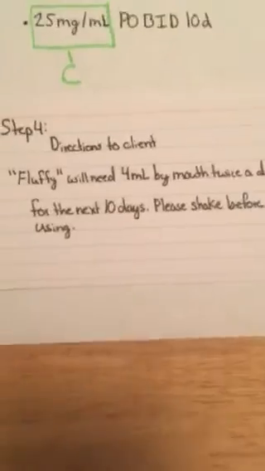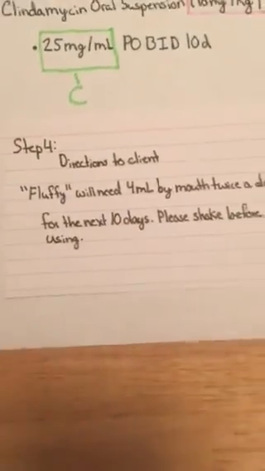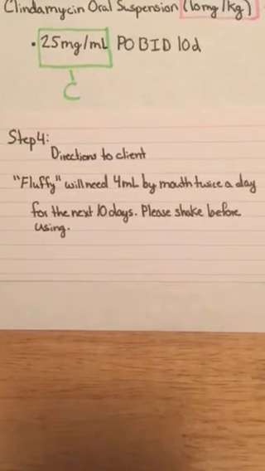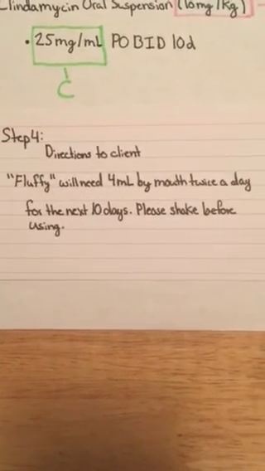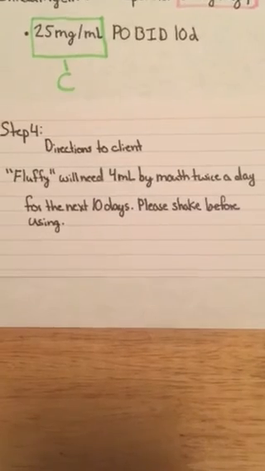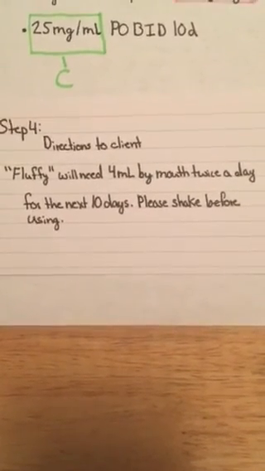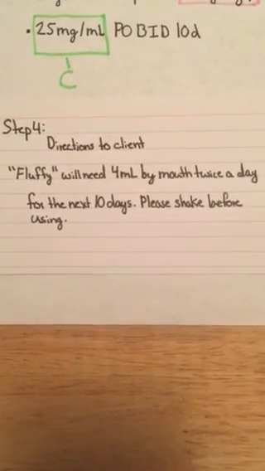The last step of what we want to do is write out the directions to the client where they'll be able to understand it. So we're going to say Fluffy will need 4 milliliters by mouth twice a day for the next 10 days. Since clindamycin is a suspension, we're going to need to let them know that they need to please shake before using.